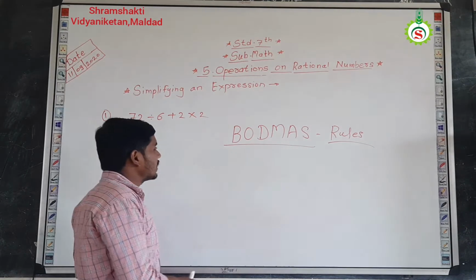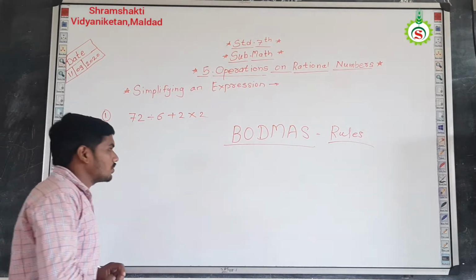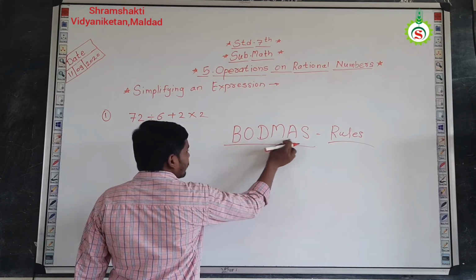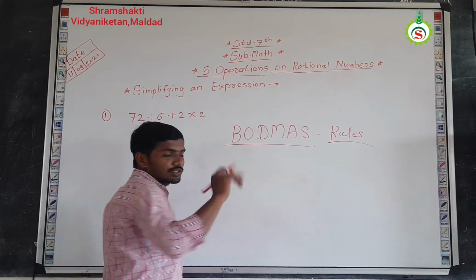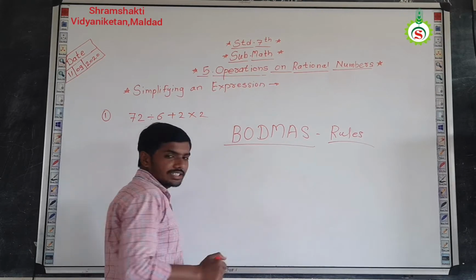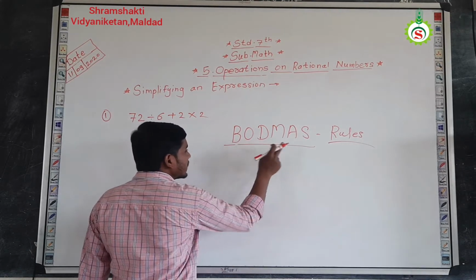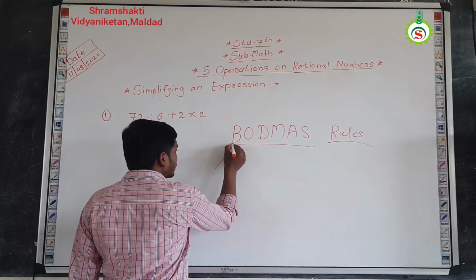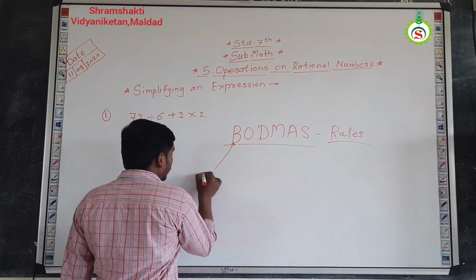Now we will see what you understand by the BODMAS rule. BODMAS has 6 letters, and each letter carries a different meaning. So we will first see the meaning of each letter. B means bracket.